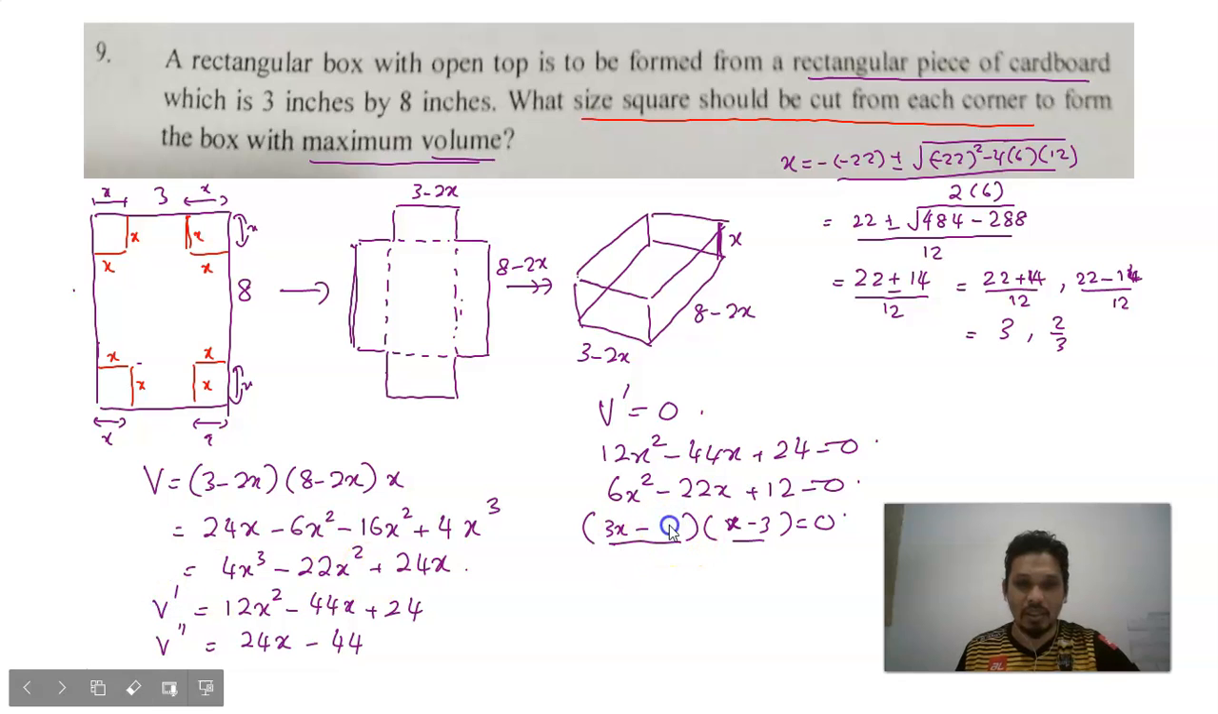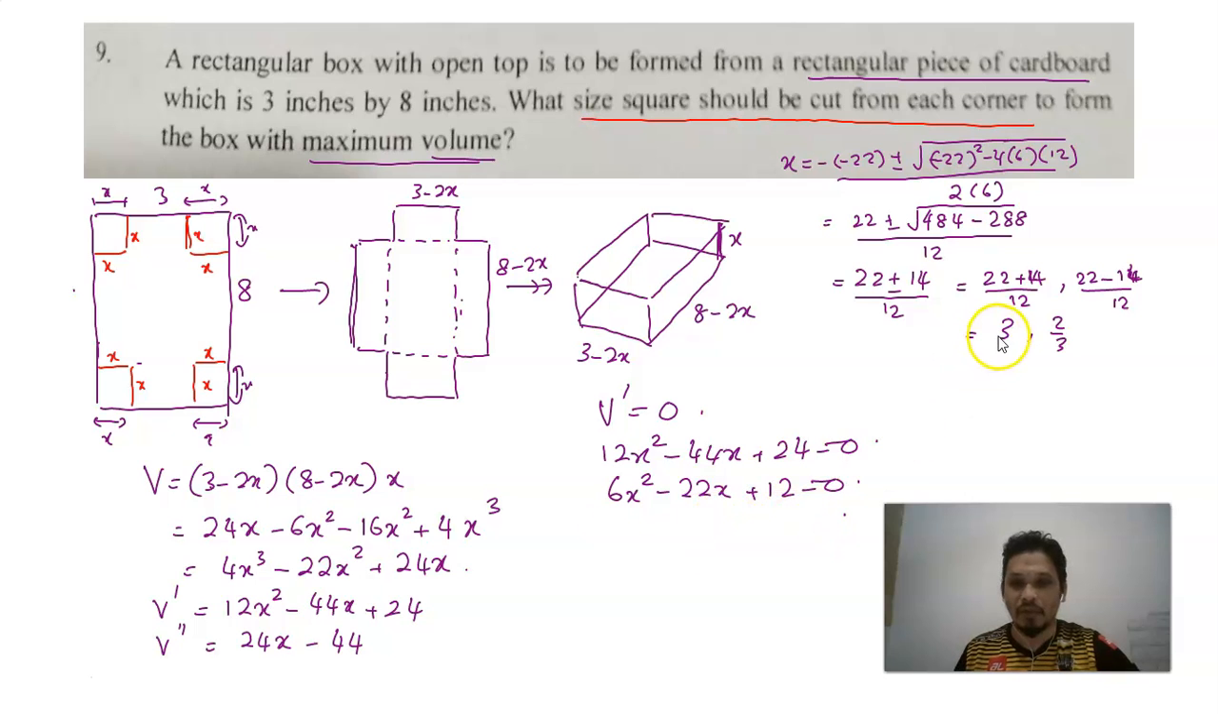What is the linear factor here for these two? Because I found the value of x using the formula, I will not discuss much on this part. Okay, x equals 3 and 2 over 3. Substitute these two values into V double prime, the second derivative, which we get from V prime. V double prime when x equals 3 is 24 times 3 minus 44.